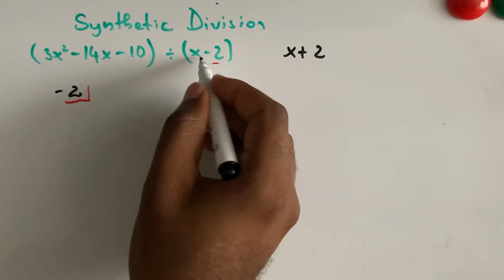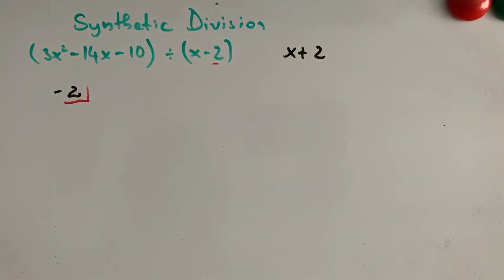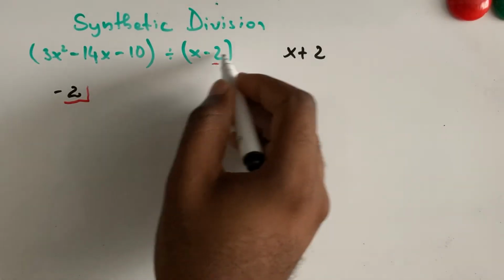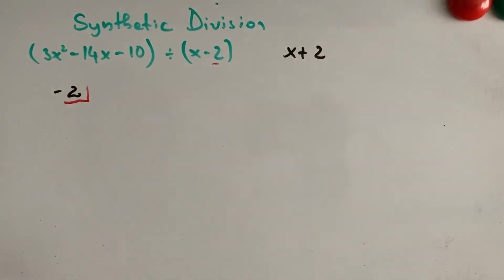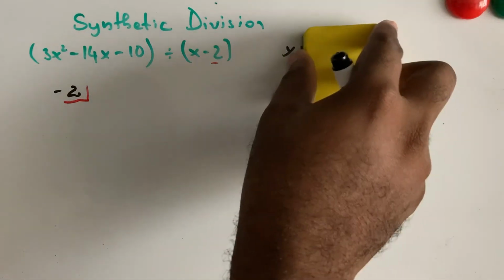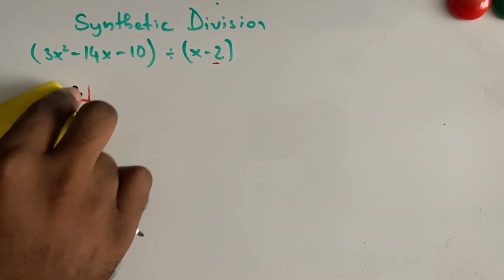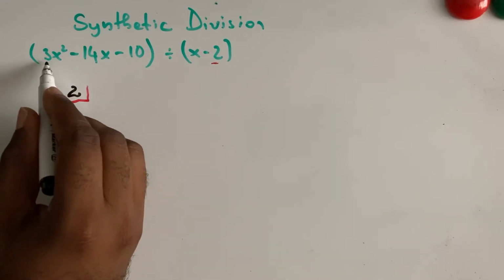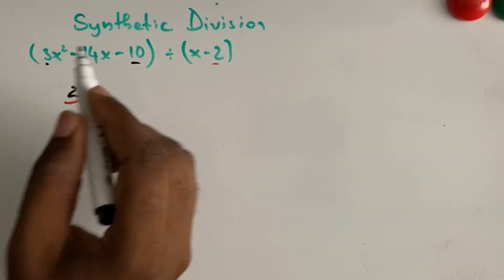Because it's really the solution, the zero of what you have here when you set it to 0. But in this case it's -2, so that's why I have to pick +2. The other thing is, you have to write what you have here, but just the coefficients.